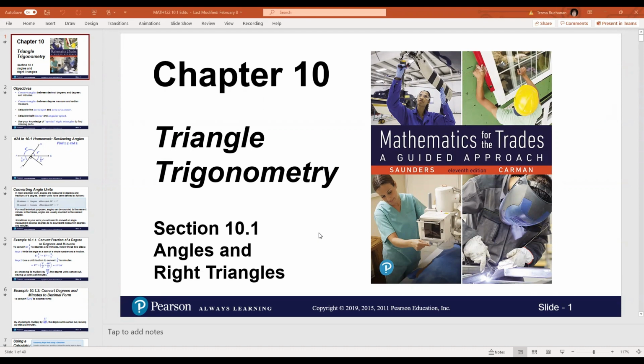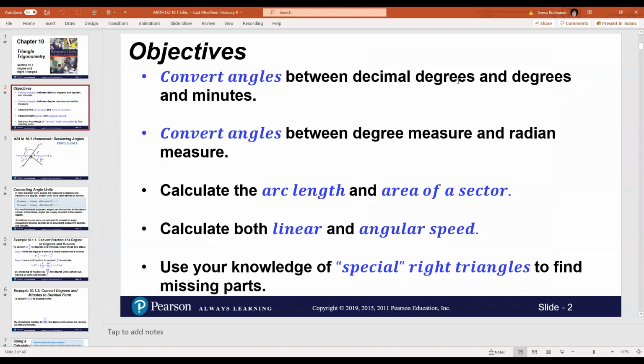Today we're talking about, in 10.1, angles and right triangles. We are going to practice converting angles between decimal degrees and degrees and minutes. We briefly talked about the idea of an angle being able to be expressed in degrees and minutes in a previous class.